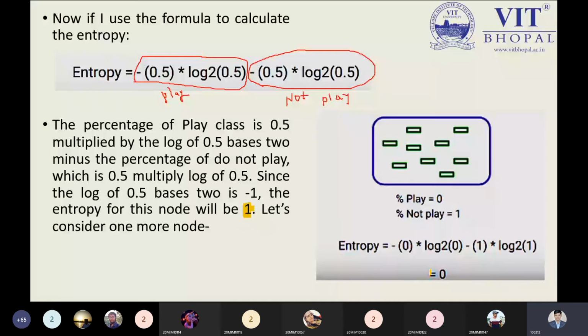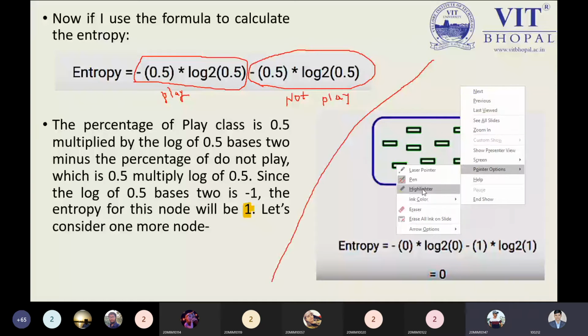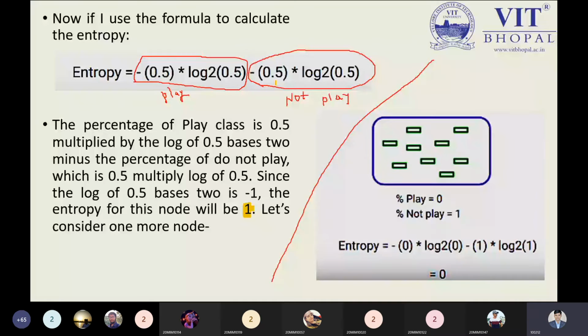Having seen these two kinds of parts, it is clear to all of you now. I can divide this part into two parts so the thing will be clear. Tell me, is it clear so far? Yes, sir. So first we have to calculate the entropy. So we have calculated the entropy.